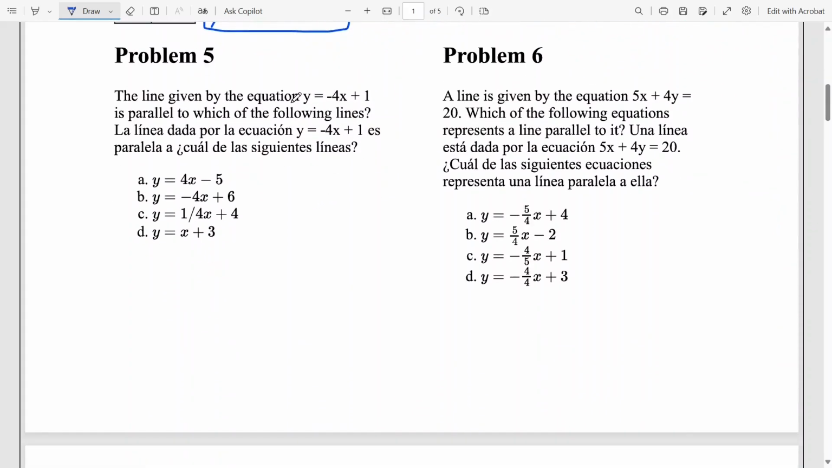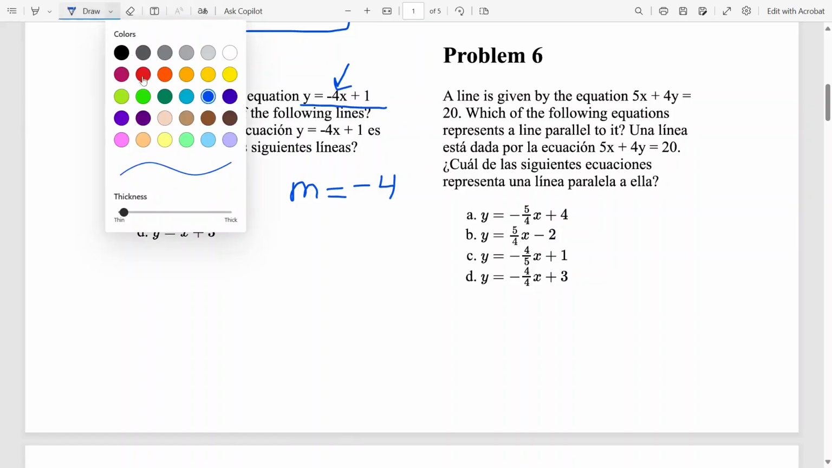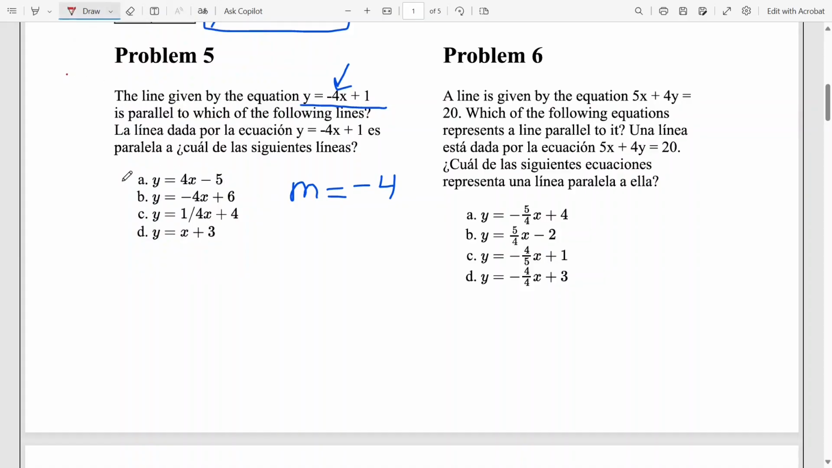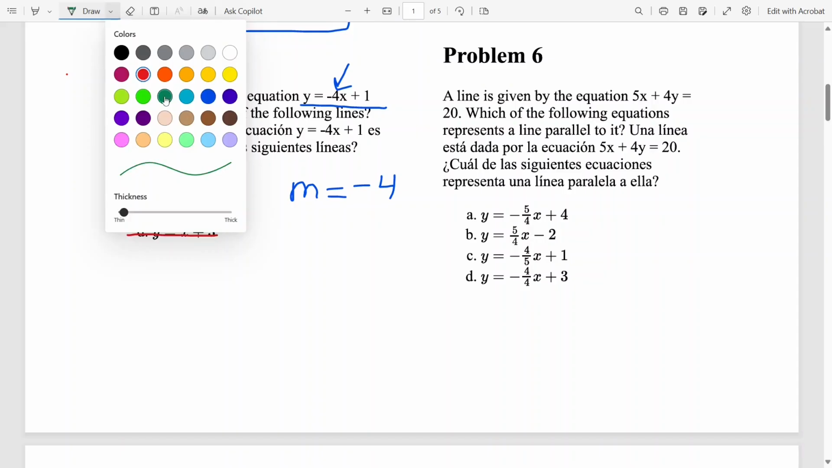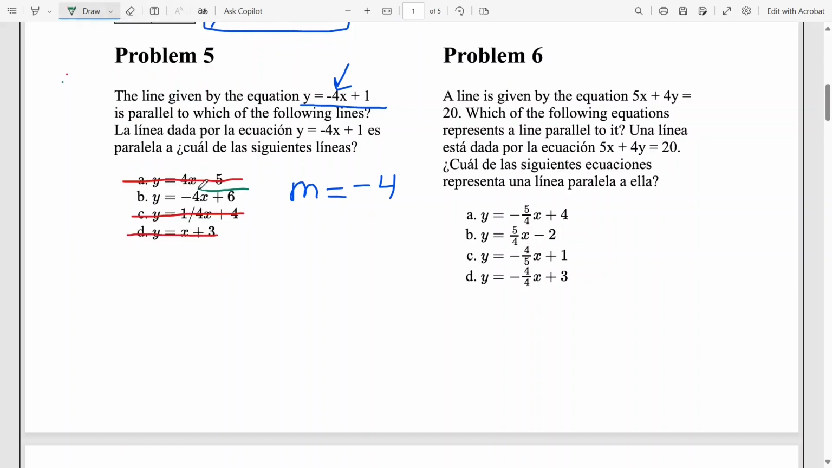The line given by the equation y equals negative 4x plus 1 is parallel to which of the following lines? Well, parallel lines have the same slope. So we have to look for a slope of negative 4, because the slope is right there. So the first one, the slope is positive 4, so we're going to cross that one off. That one doesn't work. Third one, the slope is 1/4. That one doesn't work. Problem D, the slope is 1. That one doesn't work. But the one that has a slope of -4 is y equals -4x plus 6. So that's answer B. So we're going to select that one.